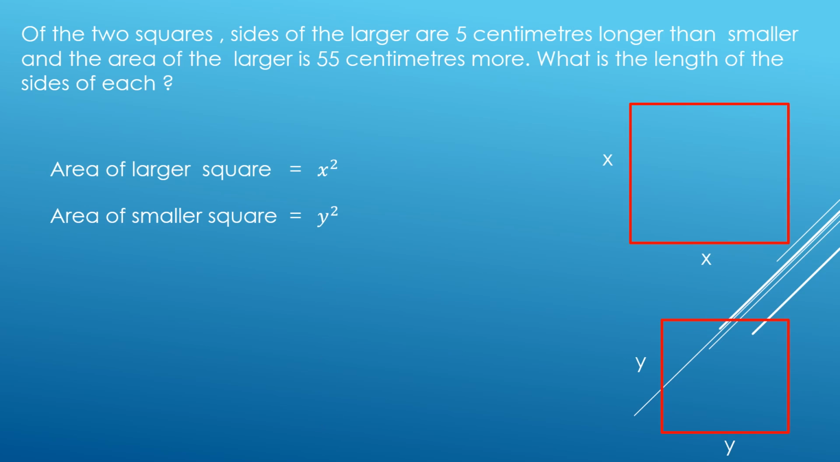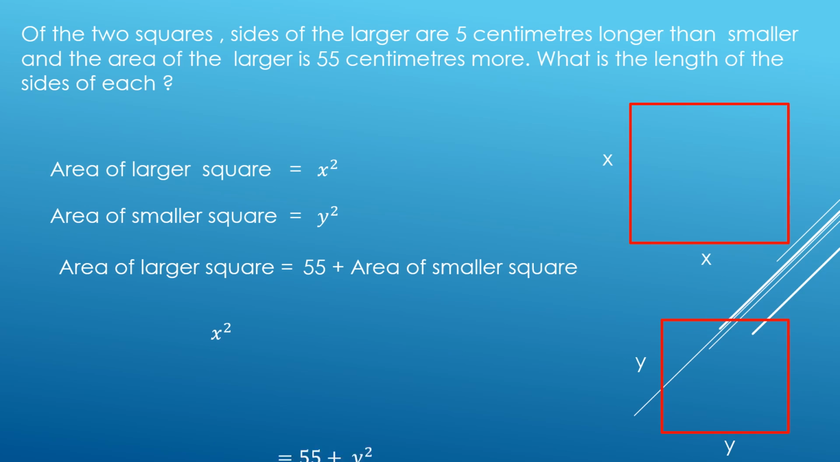Good, it's y square. And what is the relation given? The area of the larger square is 55 centimeter more, isn't it? That is, area of larger square is 55 plus area of smaller square. Then, can you tell me it in terms of x and y? Good. X square equal to 55 plus y square, isn't it?